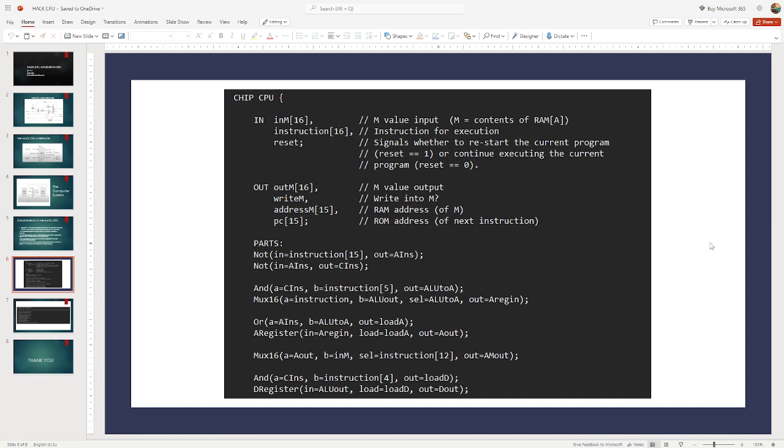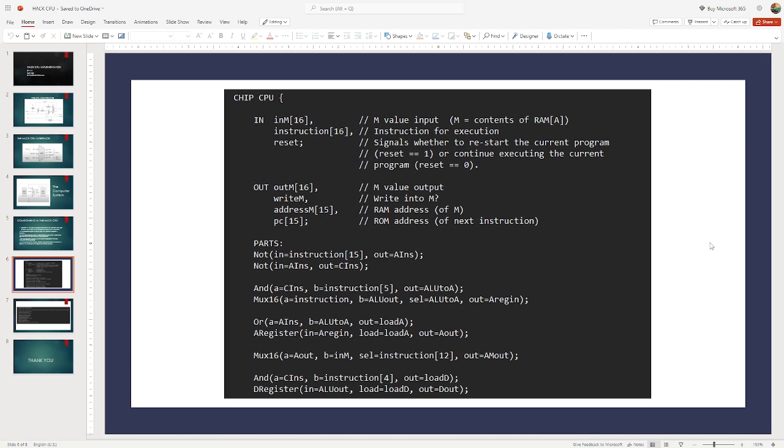In the first part of the PARTS section in the CPU HDL code, we have three different gates: NOT gate, AND gate, and Mux16. These gates allow the CPU to function and perform specific operations. Firstly, there are two types of instruction coming into the CPU from the instruction memory. These instructions are the A instruction and the C instruction.